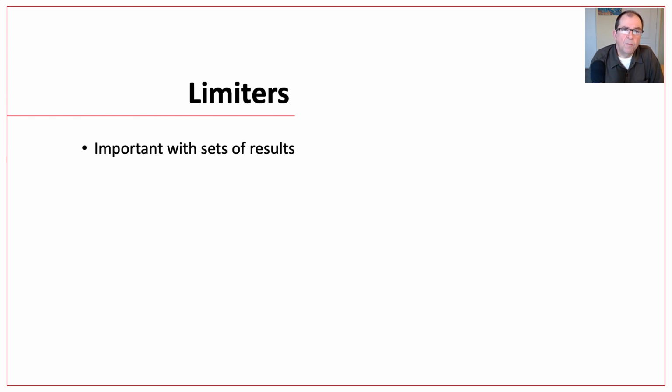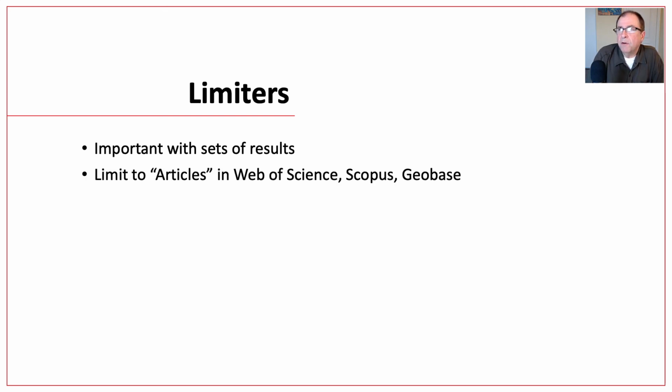Limiters are important when you're getting a lot of results. So in several databases that are primarily peer-reviewed materials, you can limit to articles. I'm thinking of Web of Science, Scopus, and GeoBase. It's important to do this when you want to limit to just peer-reviewed articles and take out things like conference proceedings, letters to the editor, and opinion pieces, and I'll show you what I mean in our live example. And you can also limit to specific document types in ProQuest.